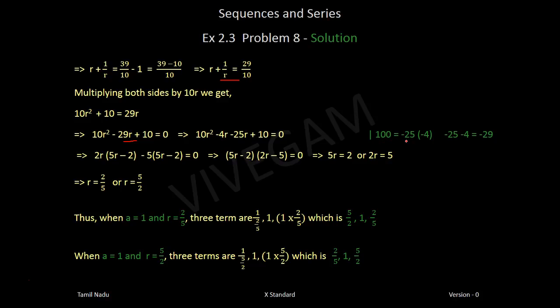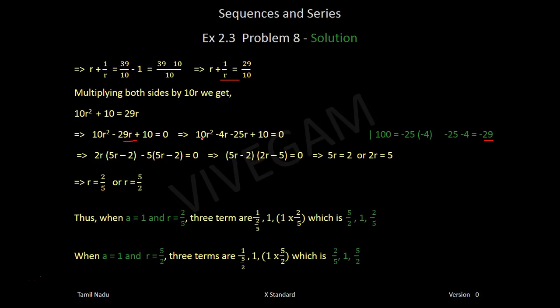100 equal to minus 25 into minus 4. Minus into minus is plus, 25 fours are 100. And on the other side, minus 25 minus 4 equal to minus 29. Which means this minus 29r should be written as minus 4r minus 25r plus 10. So there is no change. All we have done is that we have split this and written it. Okay.